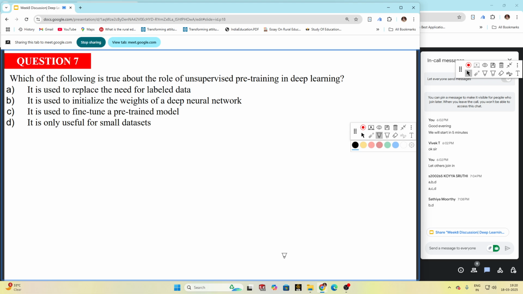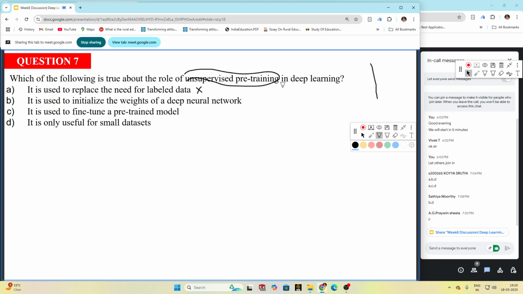No, option 1 and 2, A and B. It is used to replace the need for labeled data. No, this is not correct, because labeled data we have to give. Our objective is supervised, not unsupervised. Unsupervised, we are only doing the pre-training; we are only utilizing the unsupervised part in this pre-training.